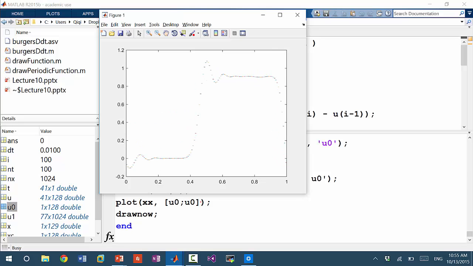Do you see the function over here, how it looks? It's supposed to keep the shape, right? It's supposed to keep like a square wave and keep advecting towards the right, but it creates artificial oscillations. So this is the phenomenon we want to get rid of in the next lecture.